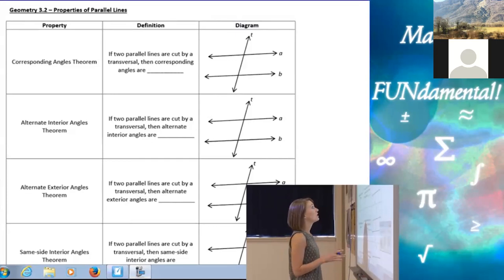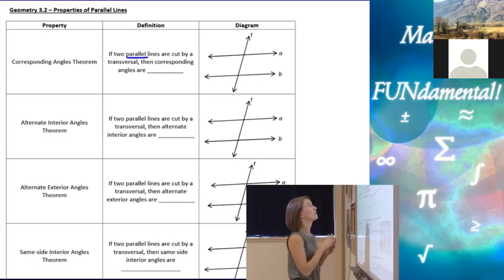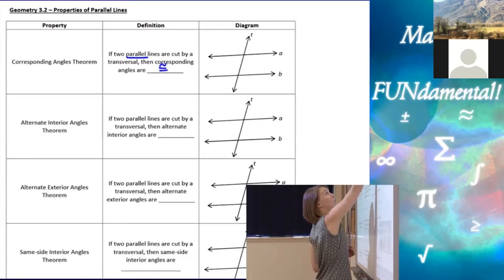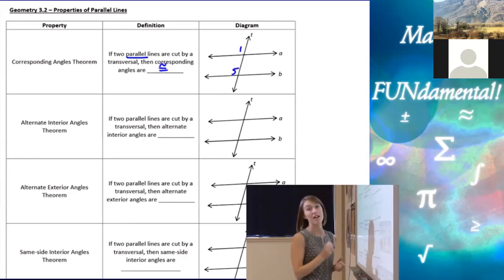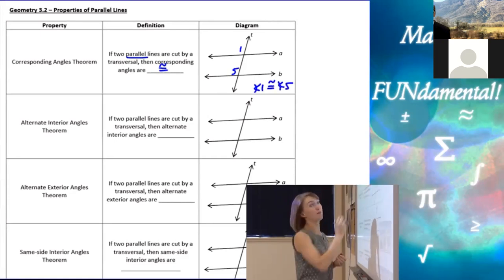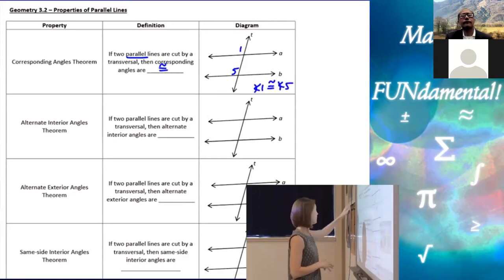Each one of these theorems requires parallel lines. It does not work if the lines aren't parallel, so keep that in mind. All right, first one, we have the corresponding angle theorem, which says if two parallel lines are cut by a transversal, then corresponding angles are congruent. So for example, if I have angle 1 and angle 5 here, then I can conclude that angle 1 is congruent to angle 5 because they are corresponding angles.